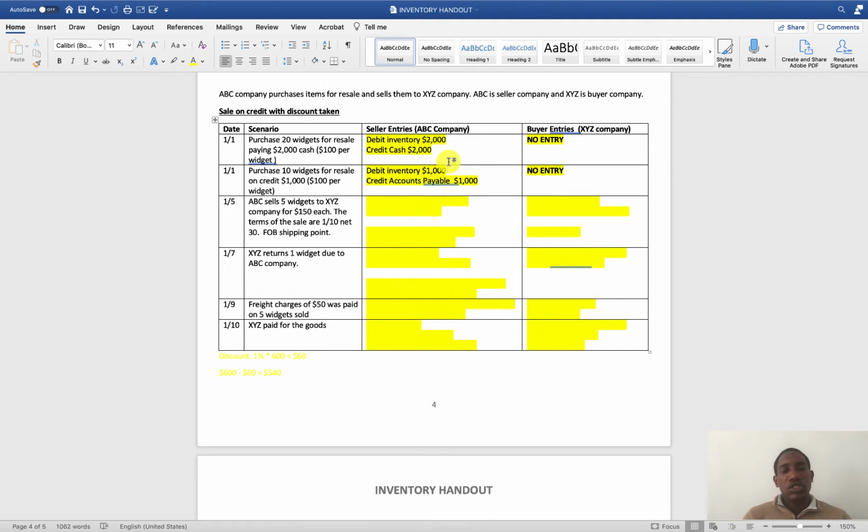Okay, so we're going to continue where we left off, right? So in the first two scenarios, ABC company purchased 30 widgets, 20 widgets, 10 widgets that it is going to sell to XYZ, but on January 1st, it didn't sell anything, right? So there's 20 widgets, 30 widgets. Each widget cost ABC $100. So the cost per widget is $100.